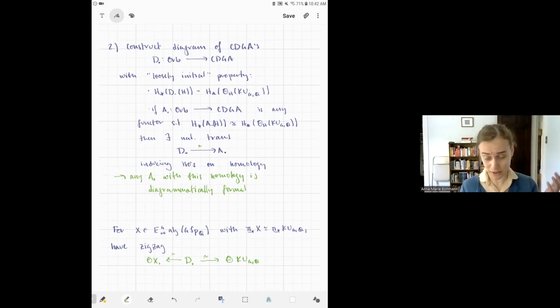So that's what you have to do. If we can find this D, then we can prove the uniqueness result, because we get this zigzag of weak equivalences. So the question is then, how do you construct such a D with this property?